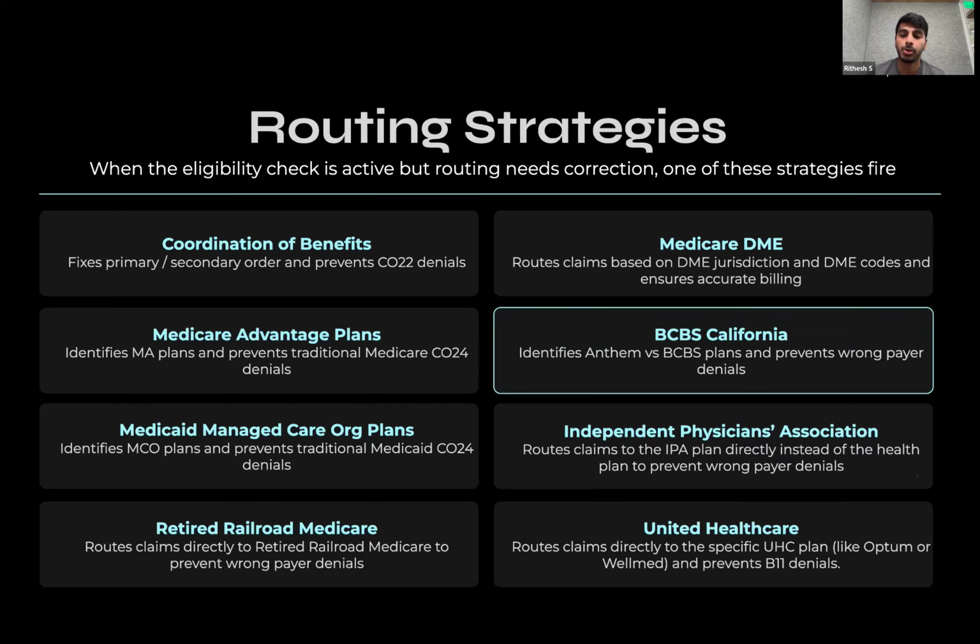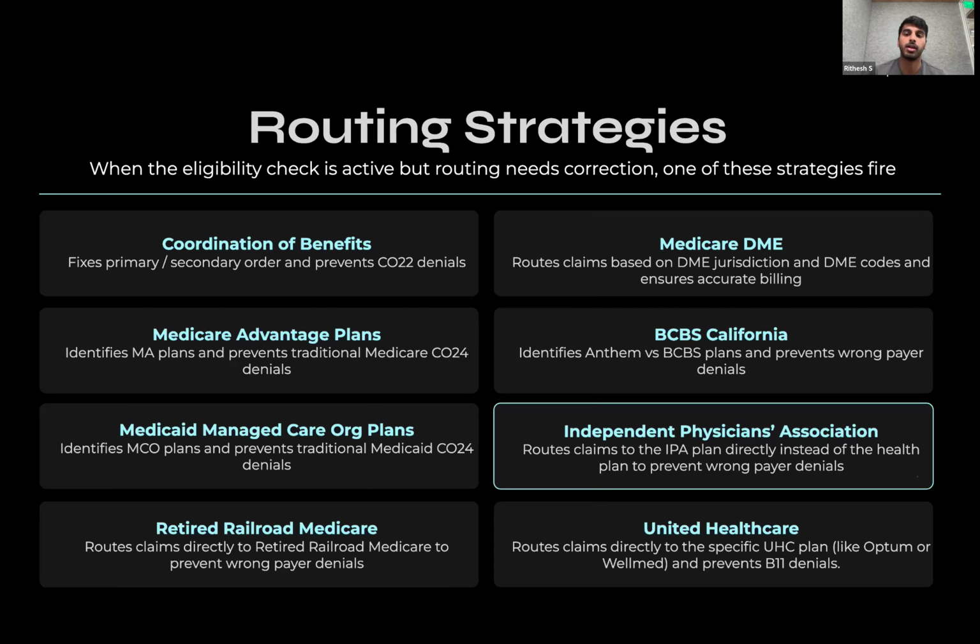And then we also do independent physician association IPA routing. So in a lot of cases, you want to route the claims to the IPA plan directly instead of the health plan. So we take care of that.